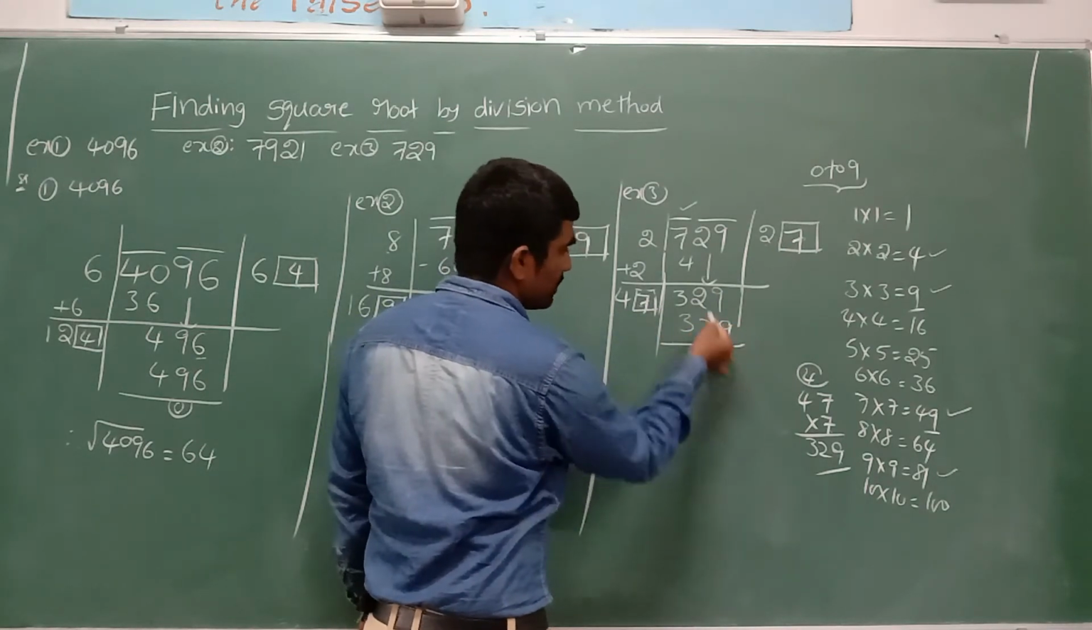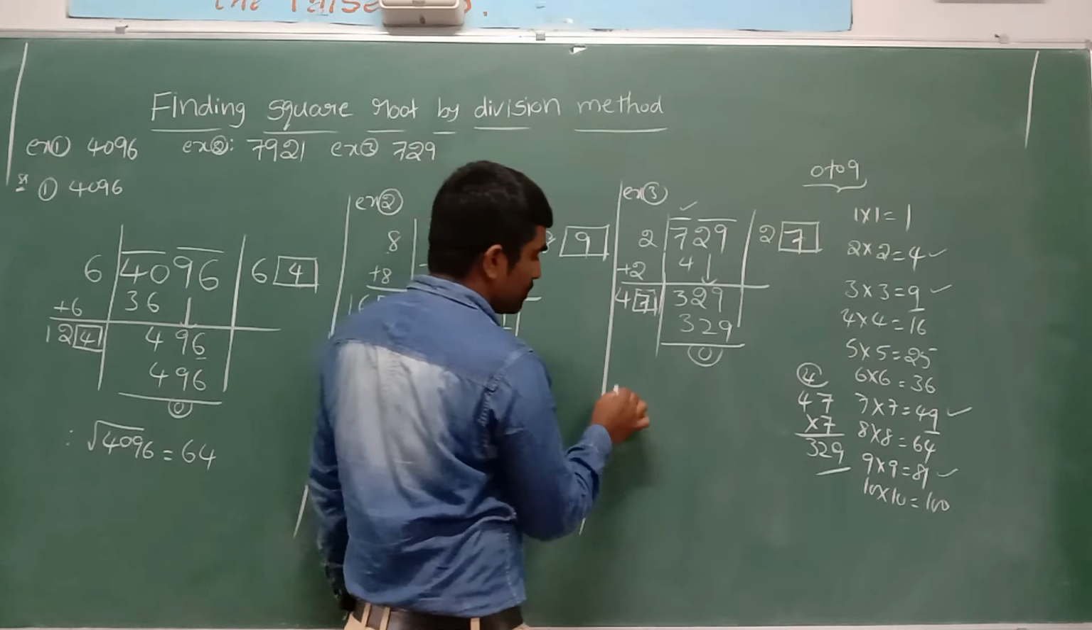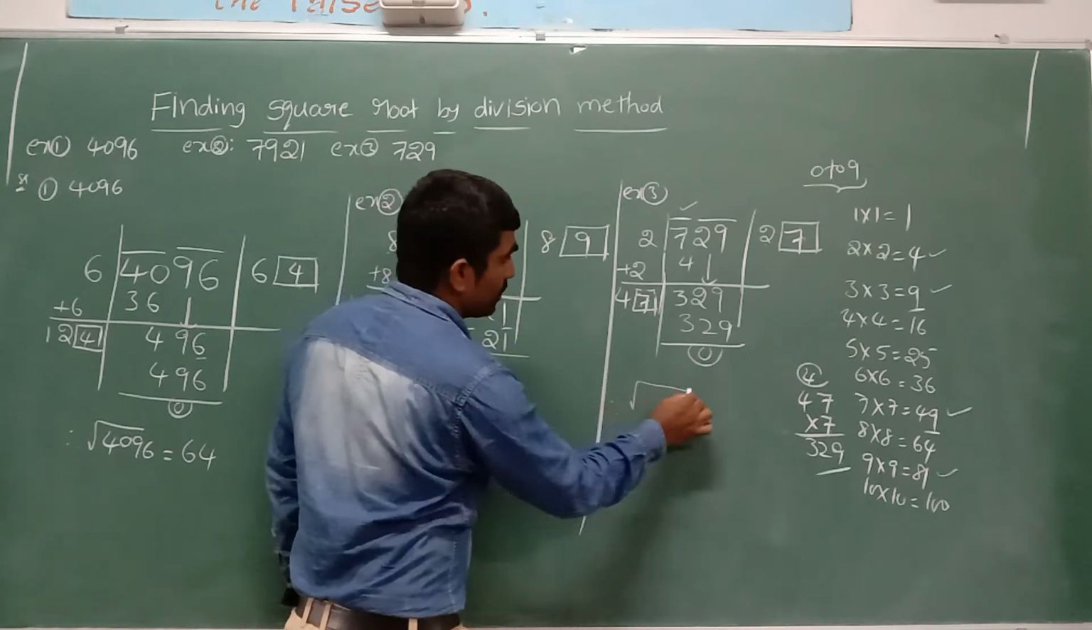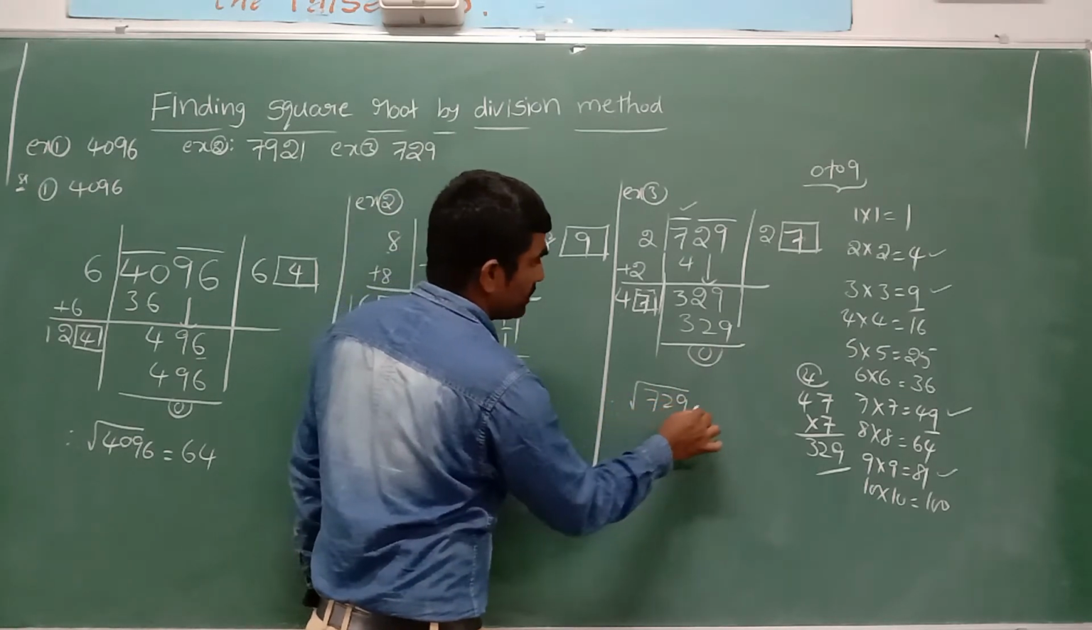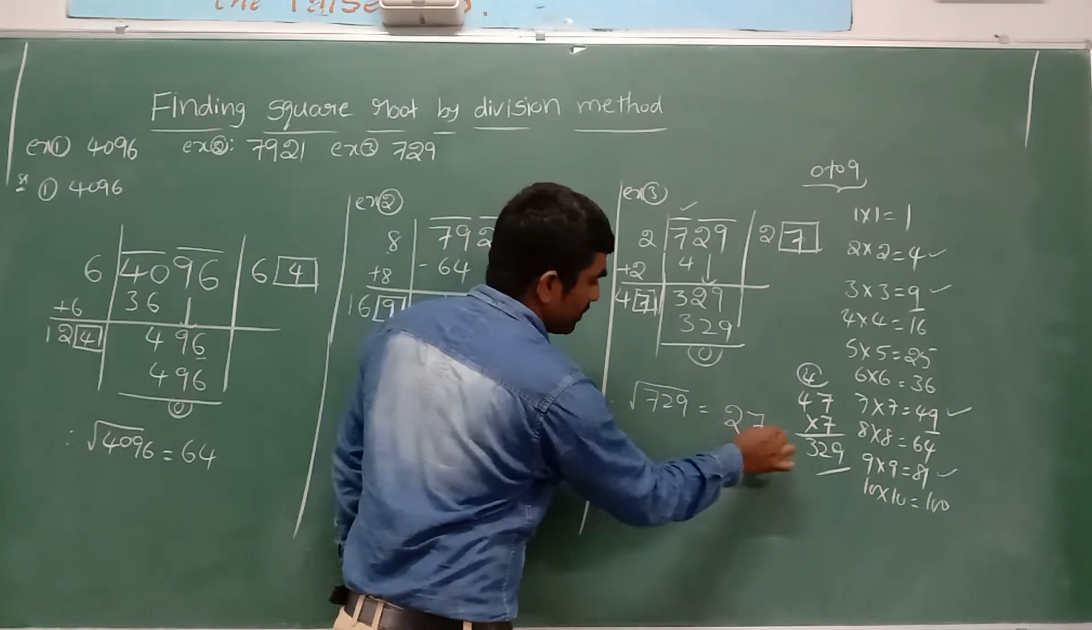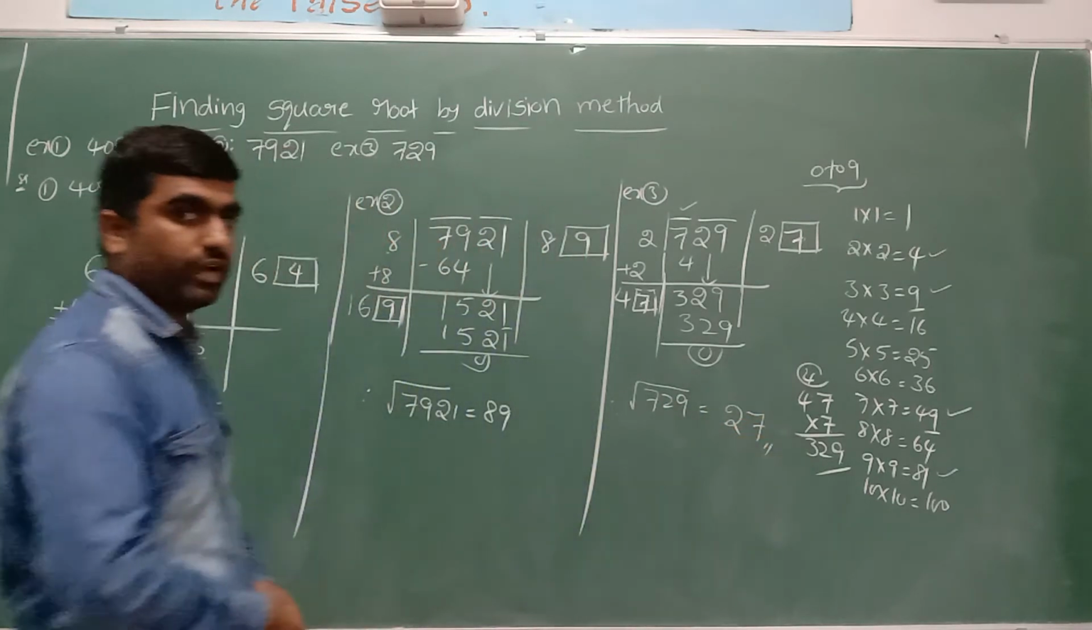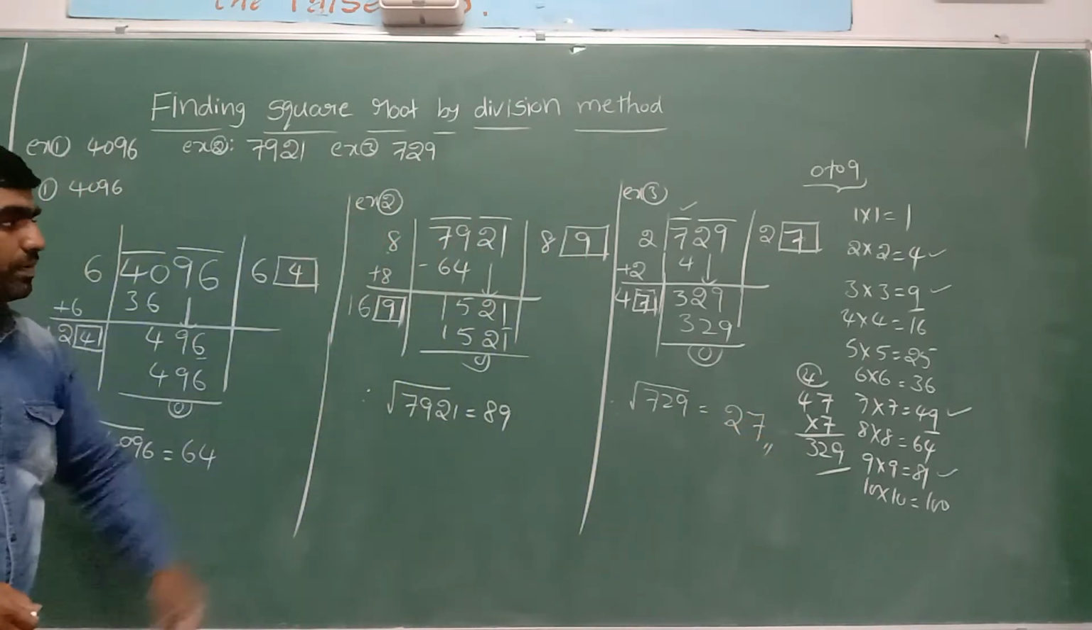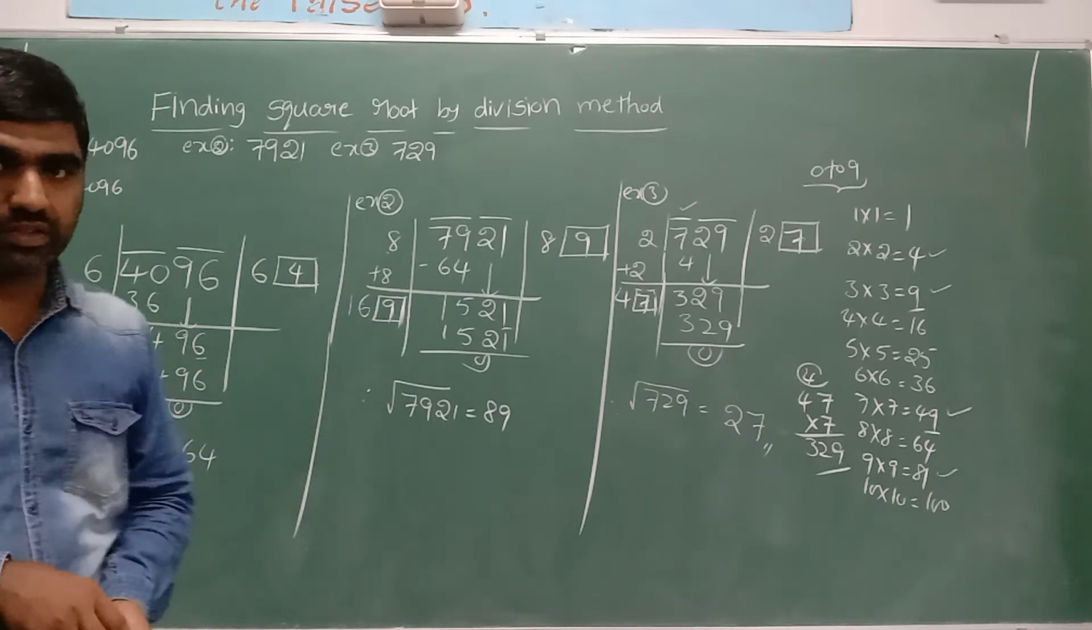So what is the remainder now? Subtraction gets remainder 0. So we can write now: the square root of 729 is equal to how much? 27. So this is the way we can find the square root of the given whole numbers by using the division method.